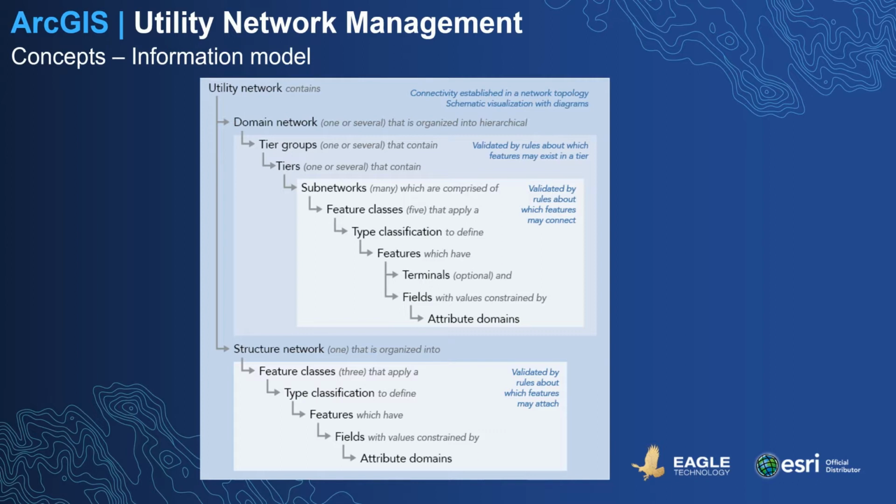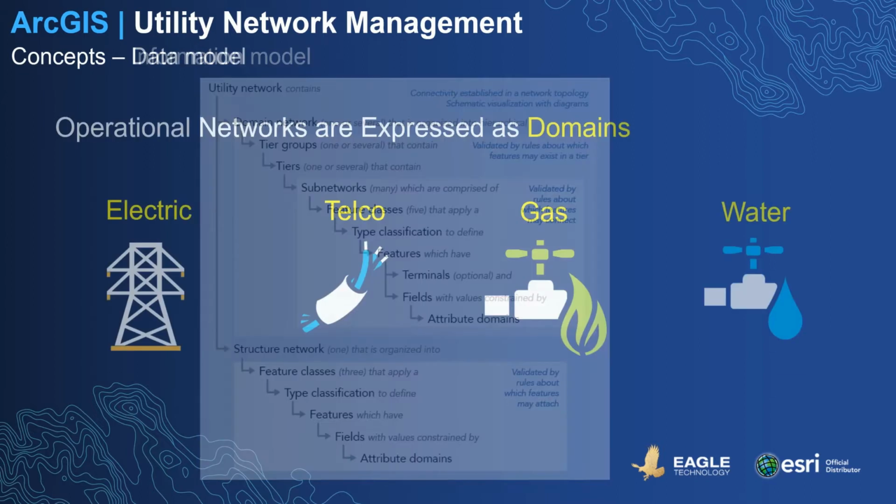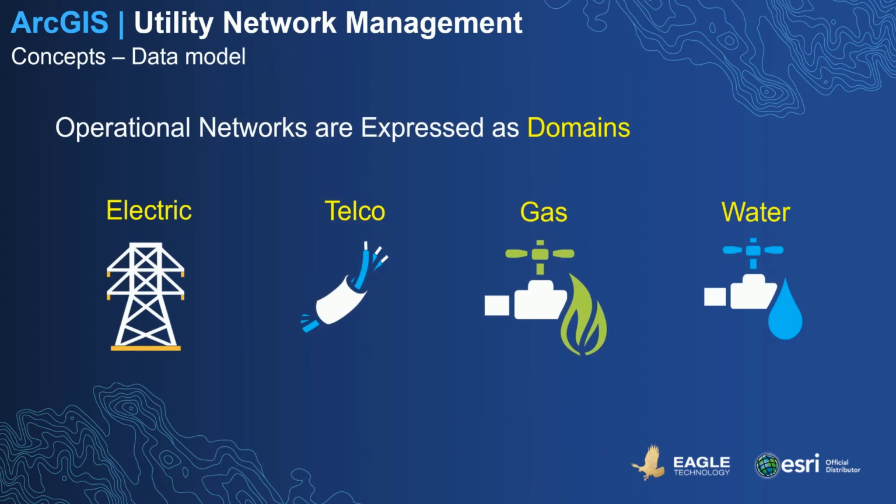Okay, so to break each area down, we're going to go through some of these key terms and concepts, with some explanations. In a utility network, operational networks are expressed as domains. So this is the commodity that your utility business delivers.